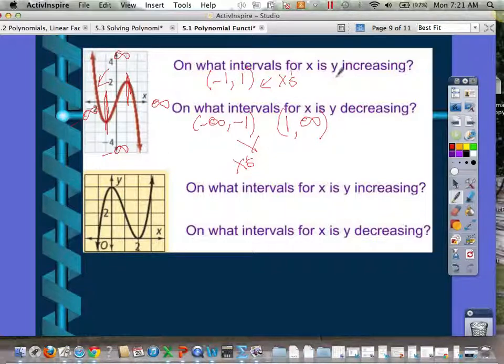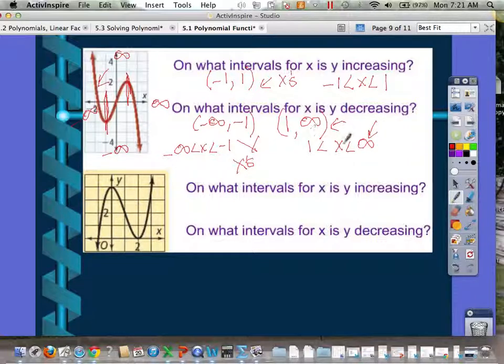Now, you can see this written like this, negative 1 < x < 1. This is the way you want to read it, x is between negative 1 and 1. This one would be negative infinity < x < negative 1. This one would be 1 < x < positive infinity. So it could be written this way or this way. You have to be familiar with both.